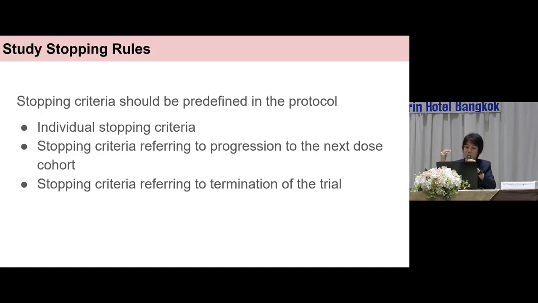And you should also put in stopping rules, for individual stopping criteria, like when you are going to pause the treatment for an individual patient, or the stopping criteria for whether you're going to proceed to the next dose or not, or what the criteria are to terminate the trial.